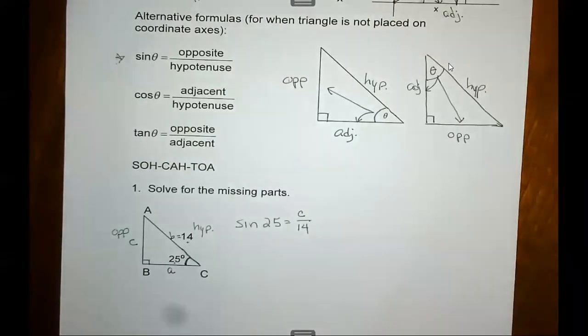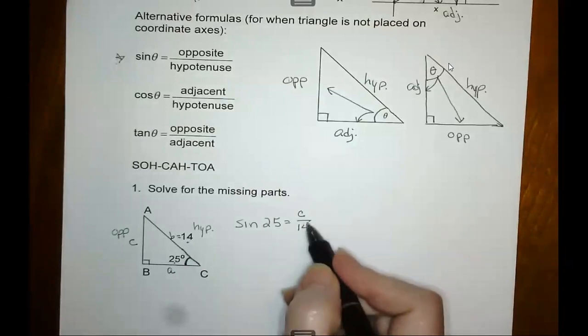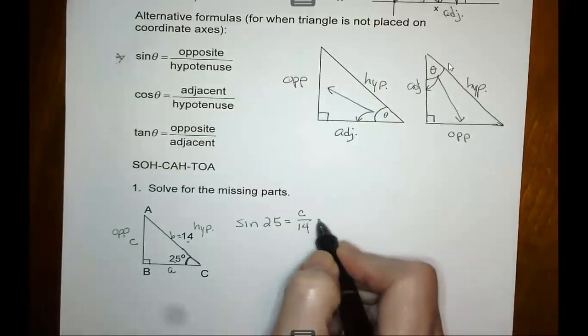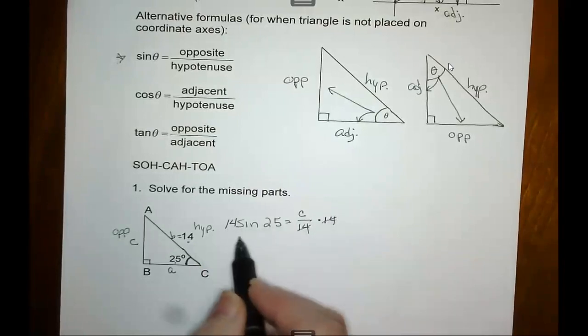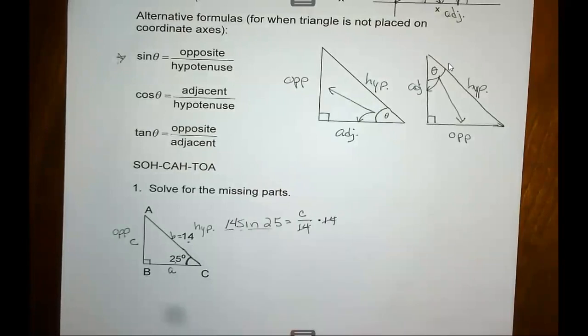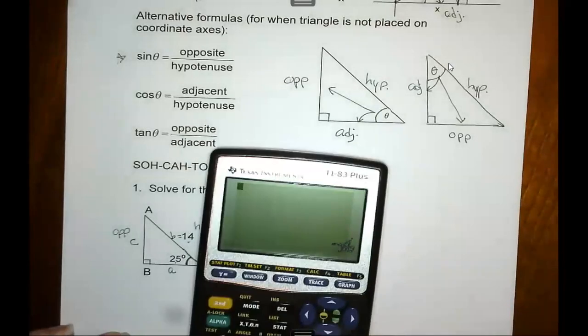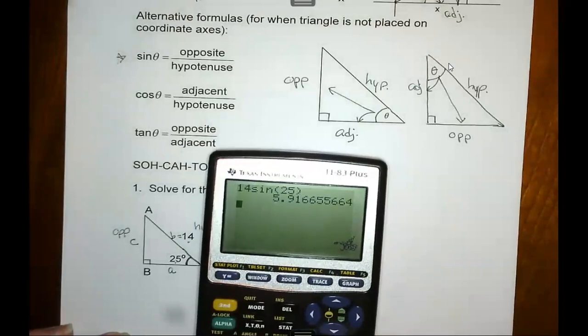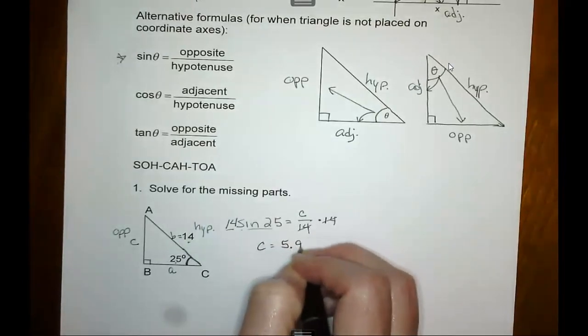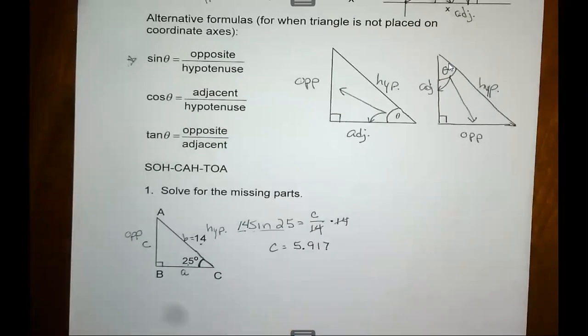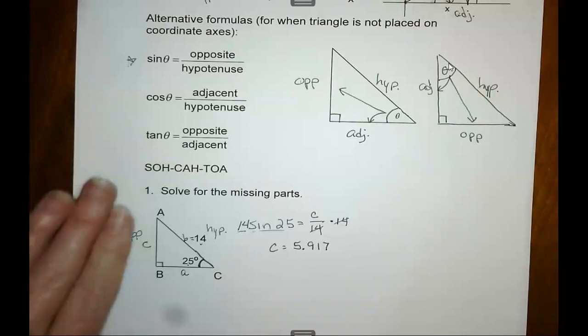All right, so what we want to do here is solve for C. So that means we need to multiply by the denominator. And so C is going to equal 14 times sine of 25. So we just type that in here. 14 sine of 25 gives us 5.917. All right. So that gave us this side. So we already know this one now.